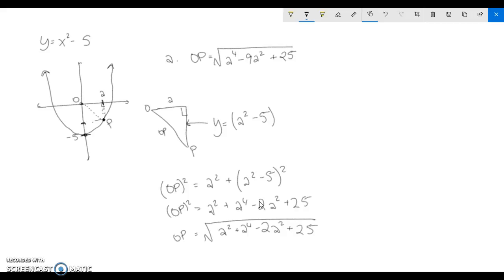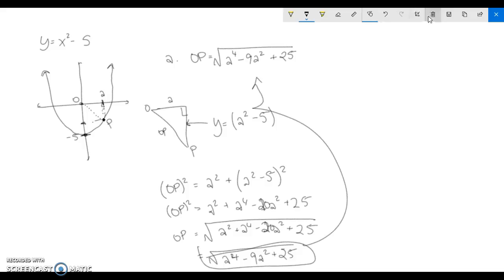Oh, I'm sorry. This is not 2a squared. This is 10a squared. My bad. Okay, so what we get makes it equal to a to the fourth power minus 9a squared plus 25, which is our distance from our point to the origin, proving what we were trying to solve in part A.